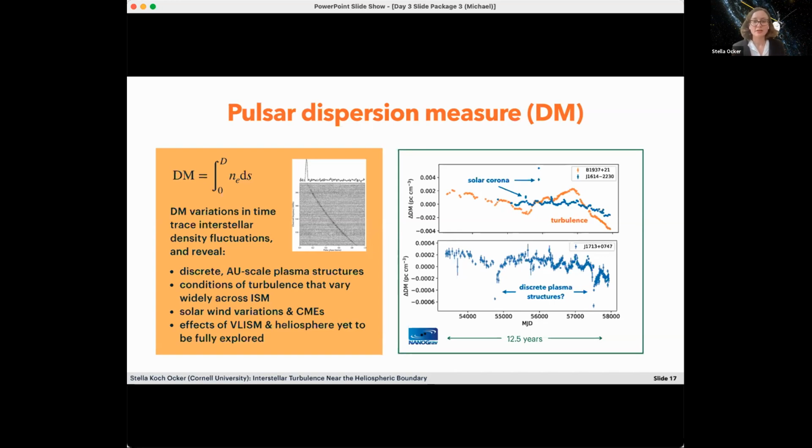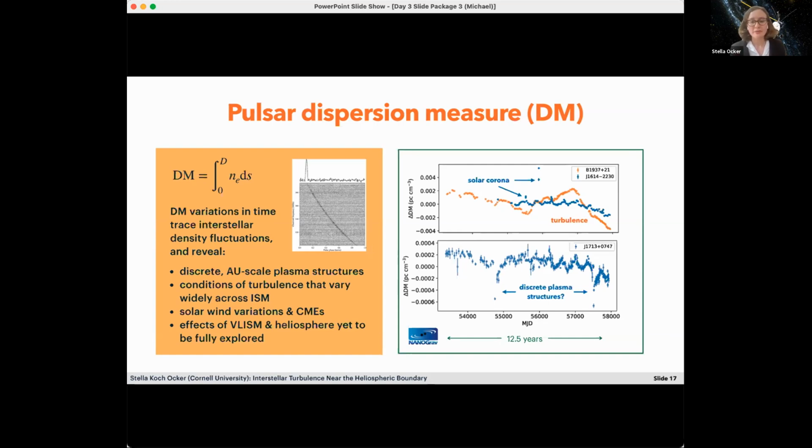So the 2 plots on the right are showing you DM variations that are observed by the NANOGrav collaboration, which monitors pulsars on timescales of years to decades. And in the top panel, you can see 2 different examples of DM variations. In orange, we have DM variations that are consistent with being driven by turbulent density fluctuations in the ISM. And then in blue, we have examples of DM variations that are actually caused by the solar wind.